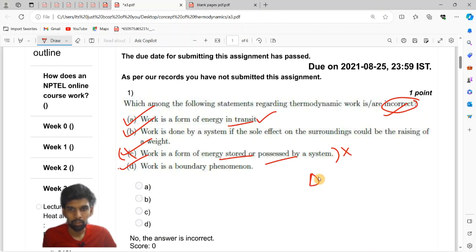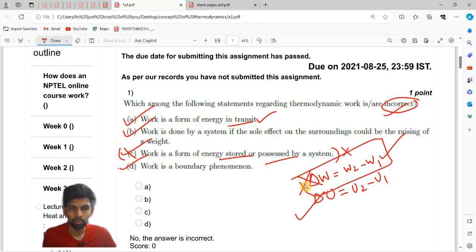That's why we can't write delta W as W2 minus W1 for work done moving from state 1 to state 2. While in the case of internal energy, we can write U2 minus U1, because it is a property of a system, and work is not a property of a system, and it depends on the process. So it varies from process to process, and doesn't depend only on the end points. That's why we can't write it like this. And for internal energy, we have the privilege to write a statement like this.